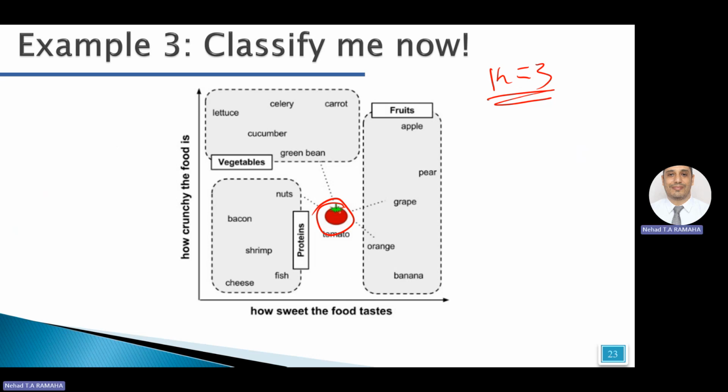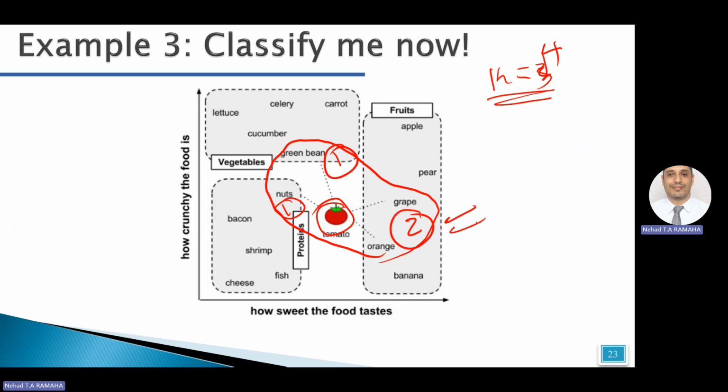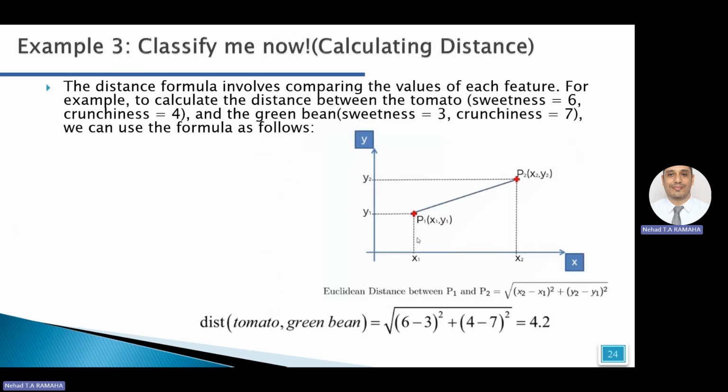It's in this area. So we will take the closest 3, or 4 here, neighbors. Then, okay, we have 2 from fruit, 1 from vegetable, 1 from the proteins. Then we will classify it as fruit, but not because of taste, because of the distance. We classify it depending on the distance.